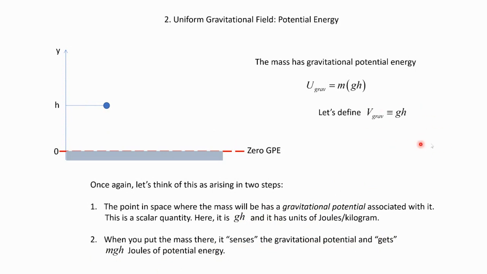So what we did is we defined gravitational potential, which I'm writing as a V with a subscript grav, to be what's in parentheses here, the gh. And then in terms of this gravitational potential, the gravitational potential energy of that mass is the mass times the gravitational potential at that location in space.